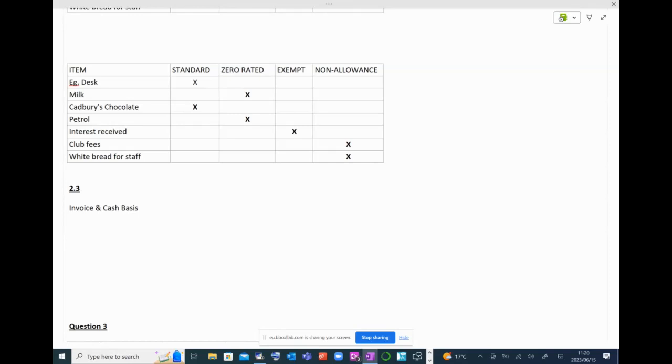Now, in question 2.3, they ask what are the two bases on which a company can report its tax? You have invoice or cash basis. Those are the two bases. Then they go on to ask: there's a business with a 3 million turnover, which basis would be the most ideal for you? Which one? Invoice. Why? You're right, but why?